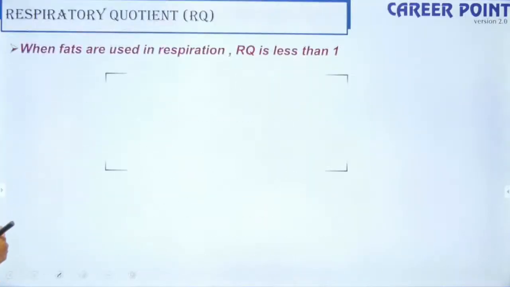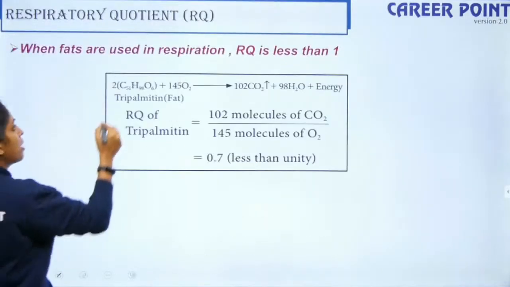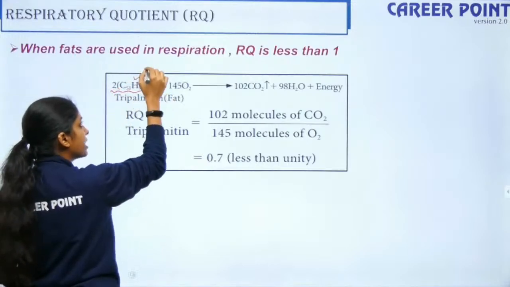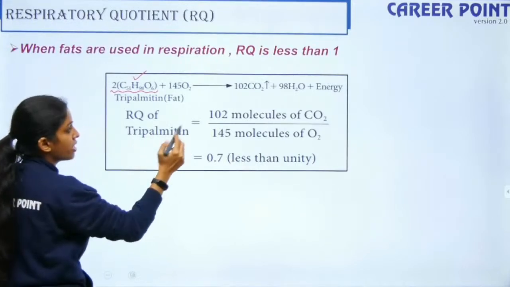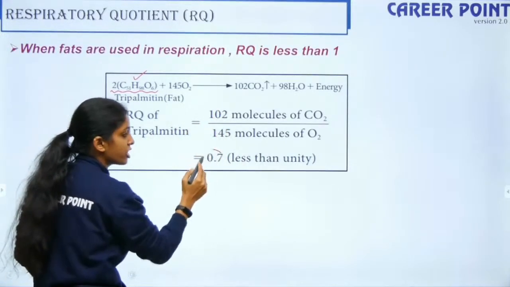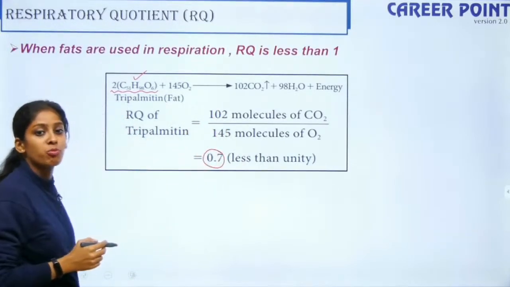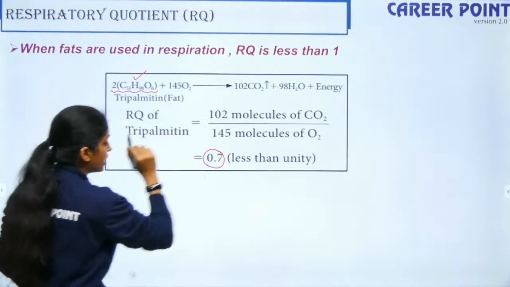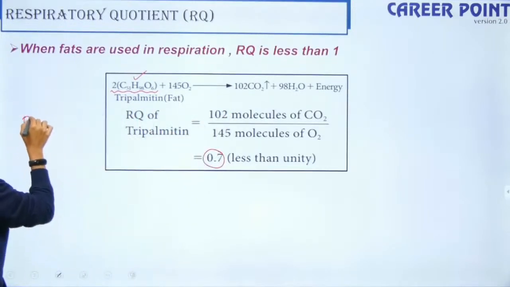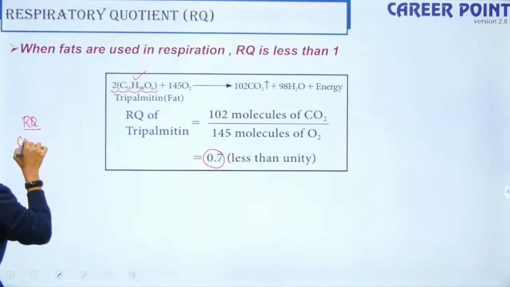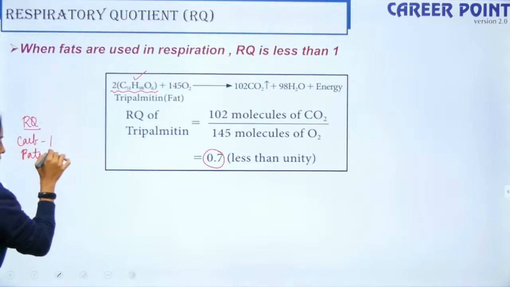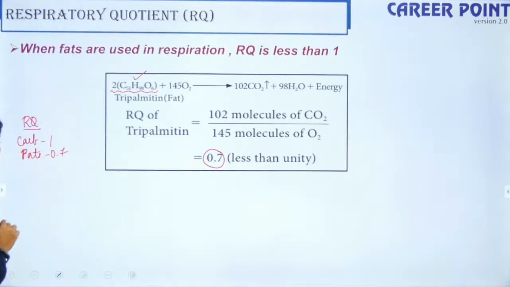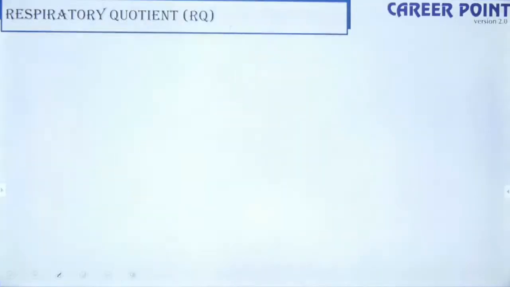In the next case, for fats, tripalmitin is a fat. If my fat is being broken down, this is the release of energy. So the respiratory quotient for fat is 0.7. You don't have to remember the equation. You will remember that the respiratory quotient for carbohydrate is 1, and for fats it is 0.7. It is less than 1, right? So moving forward.